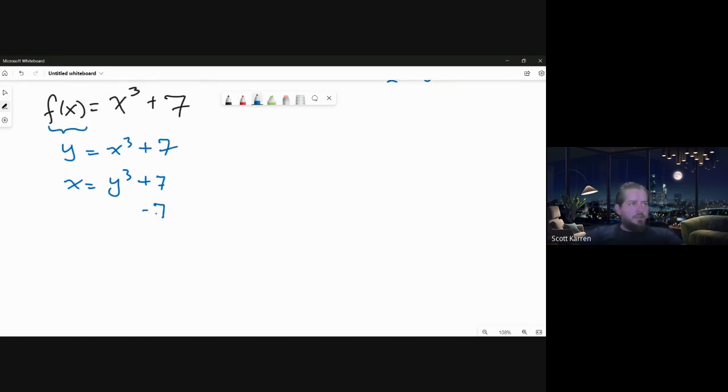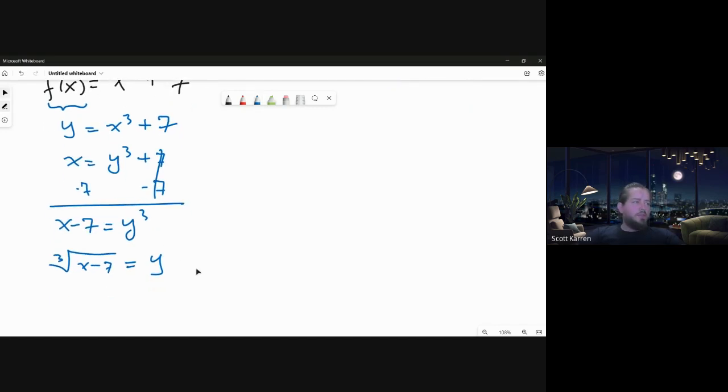Let's subtract 7 from both sides. That gives me x minus 7 equals y to the third. And then I just need to take the cube root. So that would be the cube root of x minus 7 equals y. And then I'll replace that y with f inverse. And so in the end, I have, and I'll write it on the left, this y becomes f inverse of x. And that function is just the cube root of x minus 7. And that's it. I'm done.